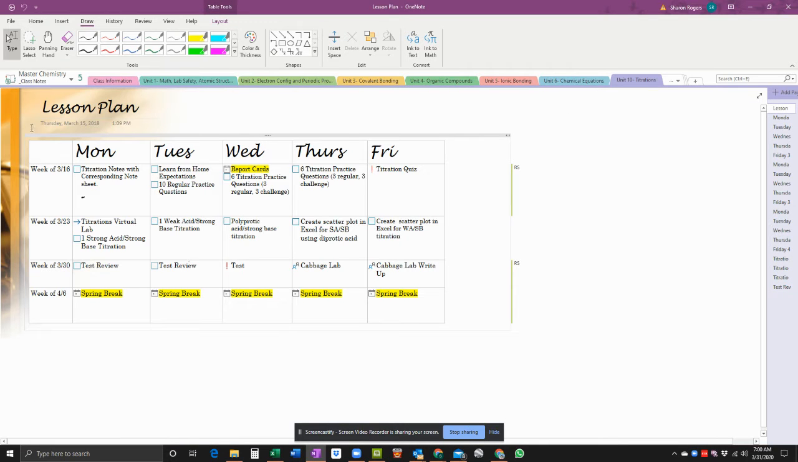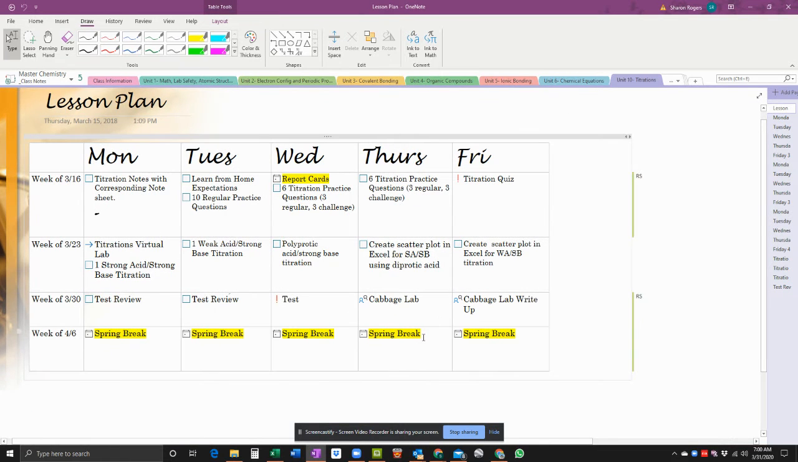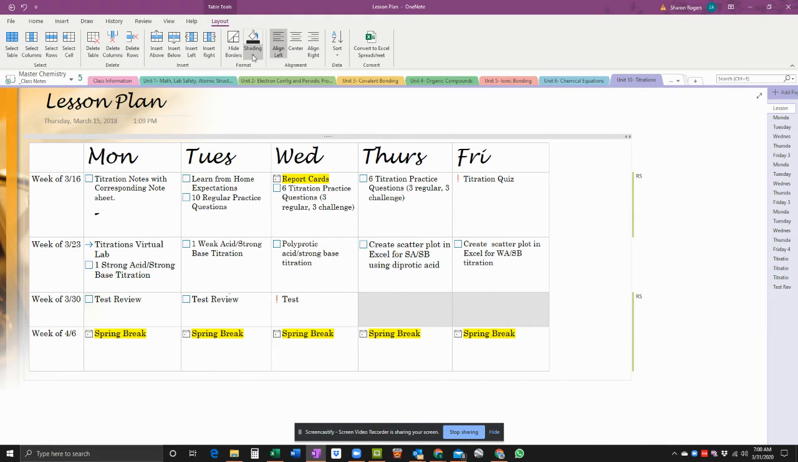Let me first just go to the lesson plan. We decided against the cabbage lab because of the social distancing. So what we're going to do for Thursday and Friday is we are going to give you an article to read.